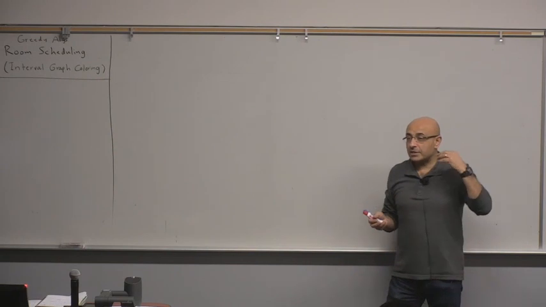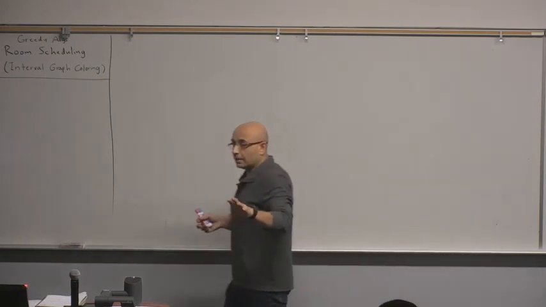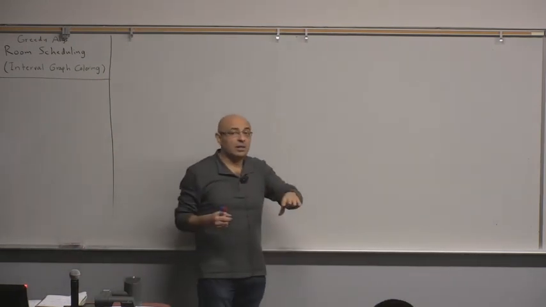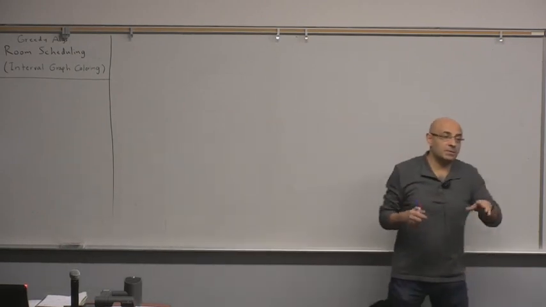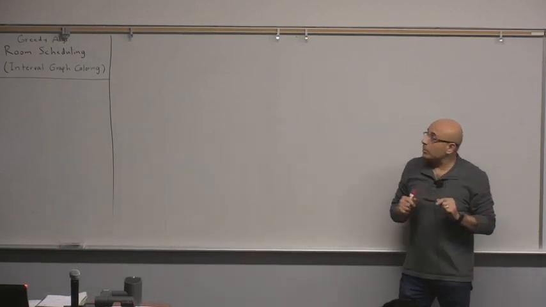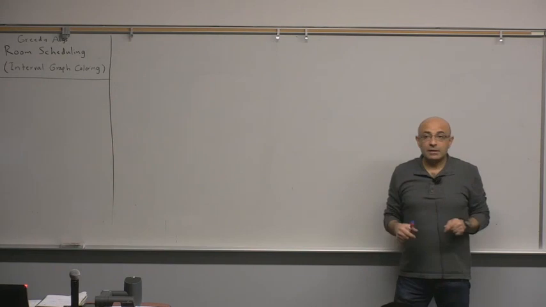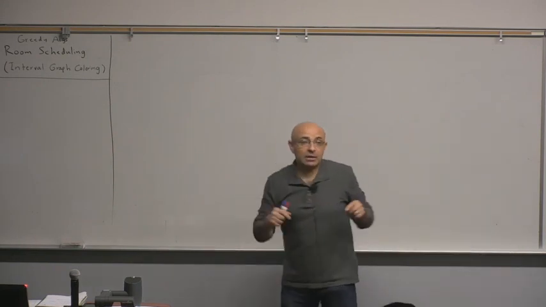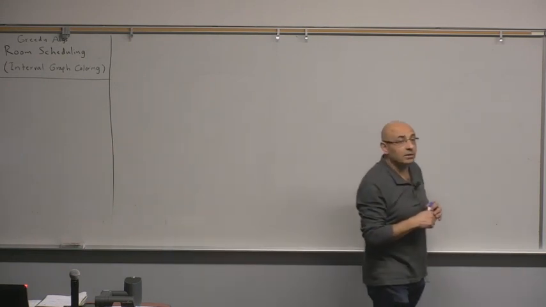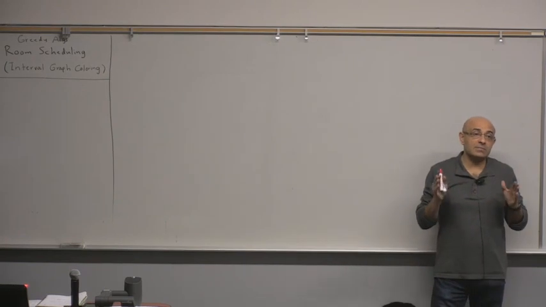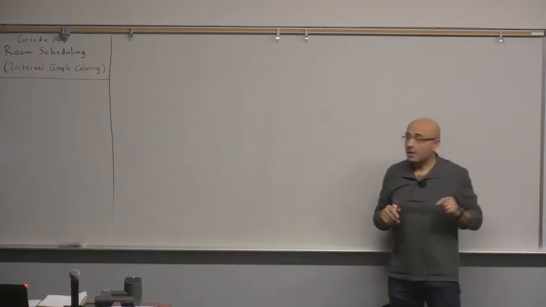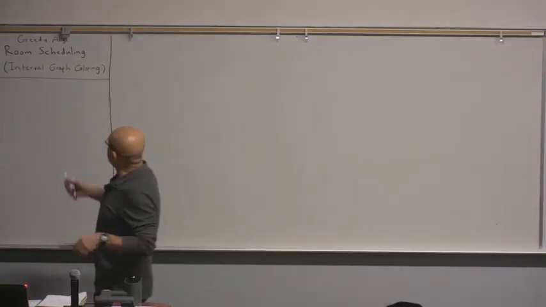In the activity selection problem, we had one room, and our objective was to schedule as many activities as possible in that one room. Now we have these activities, but we have multiple rooms, and our objective is to schedule all of them using the smallest number of rooms. Okay? So this is the room scheduling problem.